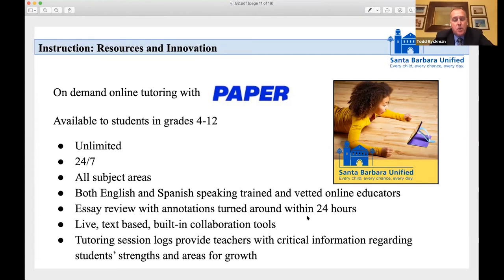Spanish and English tutors are available, and all of these tutors are either credentialed teachers or trained, vetted online educators. Paper offers essay review with annotation and with a turnaround of about 24 hours. The tutoring is live and text-based. It doesn't use video. And tutoring session logs provide teachers with critical information regarding student areas for growth.